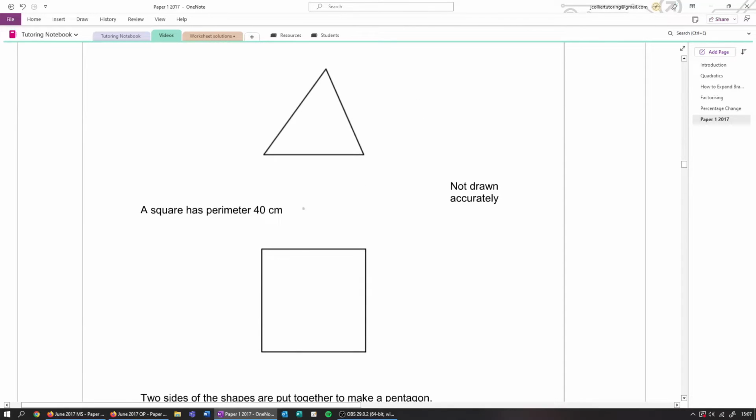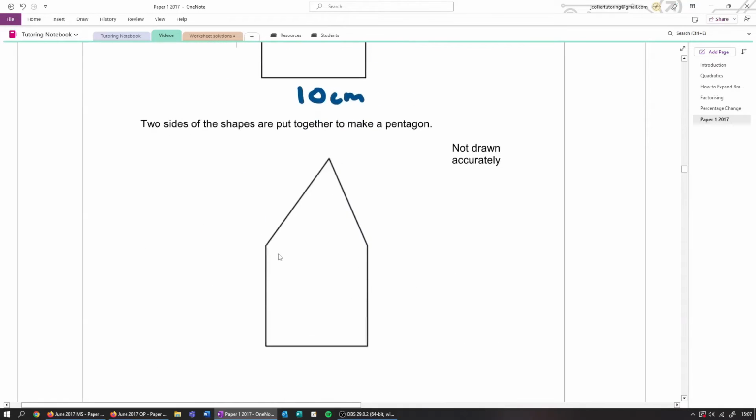We don't know enough about this triangle to say what lengths the sides are going to be. So, let's have a look at the square. Now we know, with a square, all lengths of the sides are the same. So, these 4 sides must add to 40, meaning each one must be 10 centimeters. Okay, then this next bit is the problem solving bit. Okay, these sides of the shapes are put together to make this pentagon. Okay, so we know this is the square here, we know this is 10 centimeters.